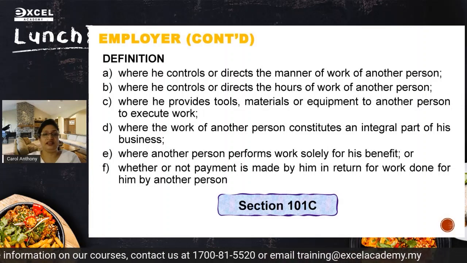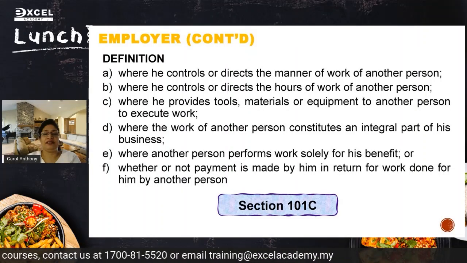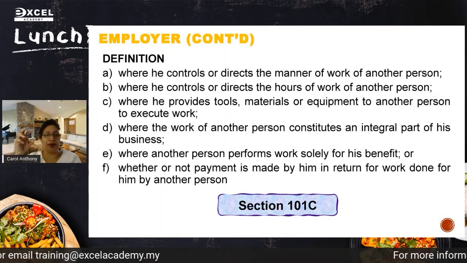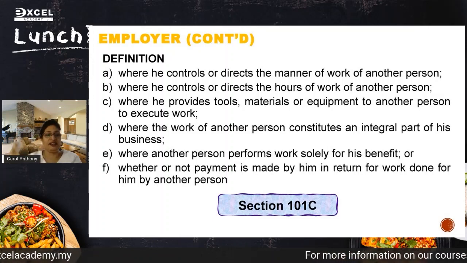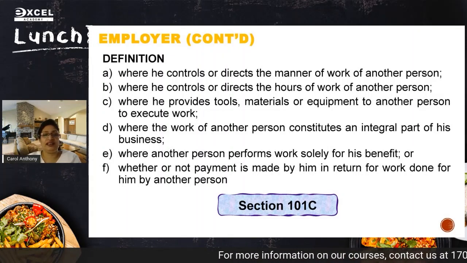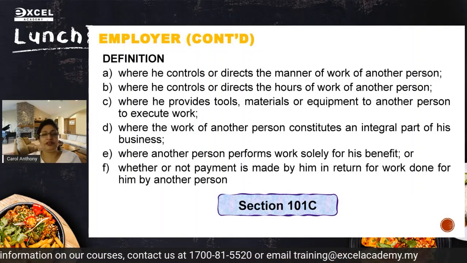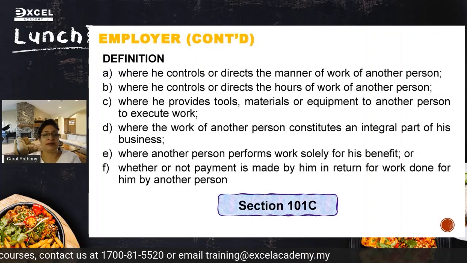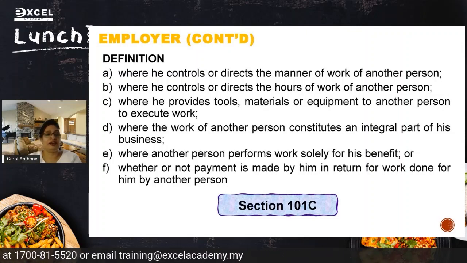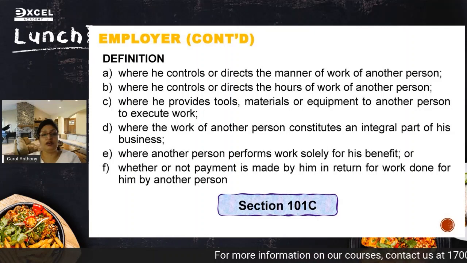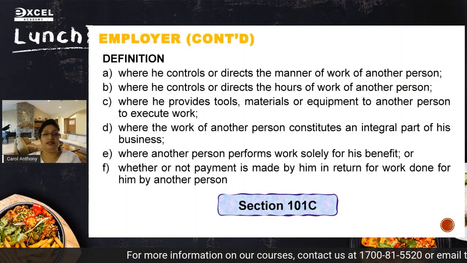D, where the work of another person constitutes an integral part of his business, meaning if the employee is not there, the business cannot run, right? E, the person does the work only for the individual or organization, to benefit them. It could be a benefit in terms of giving information to the customers, or profitability, things like that.